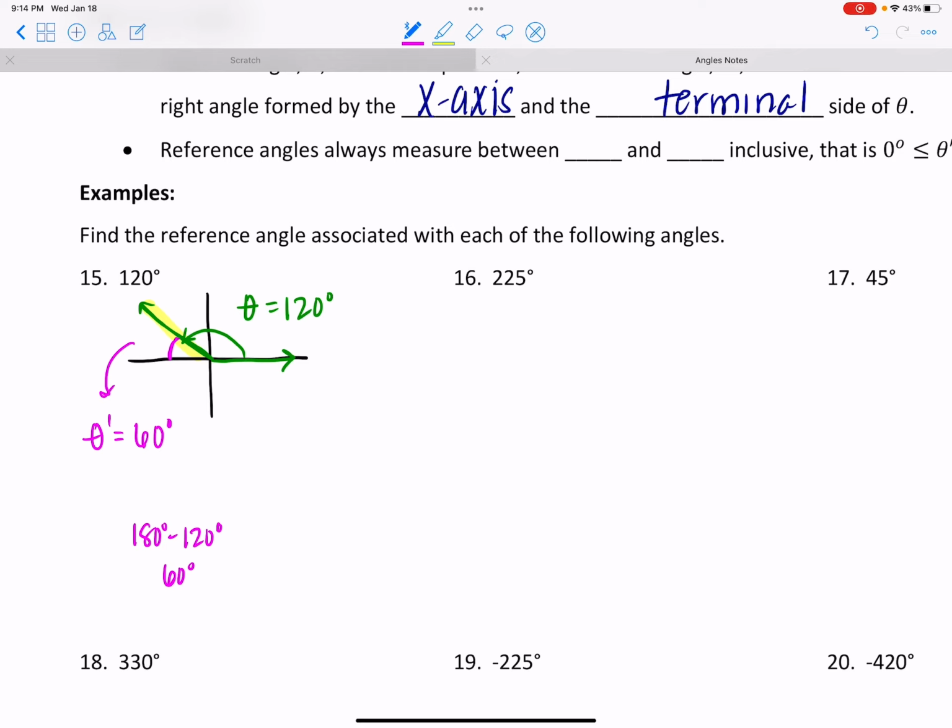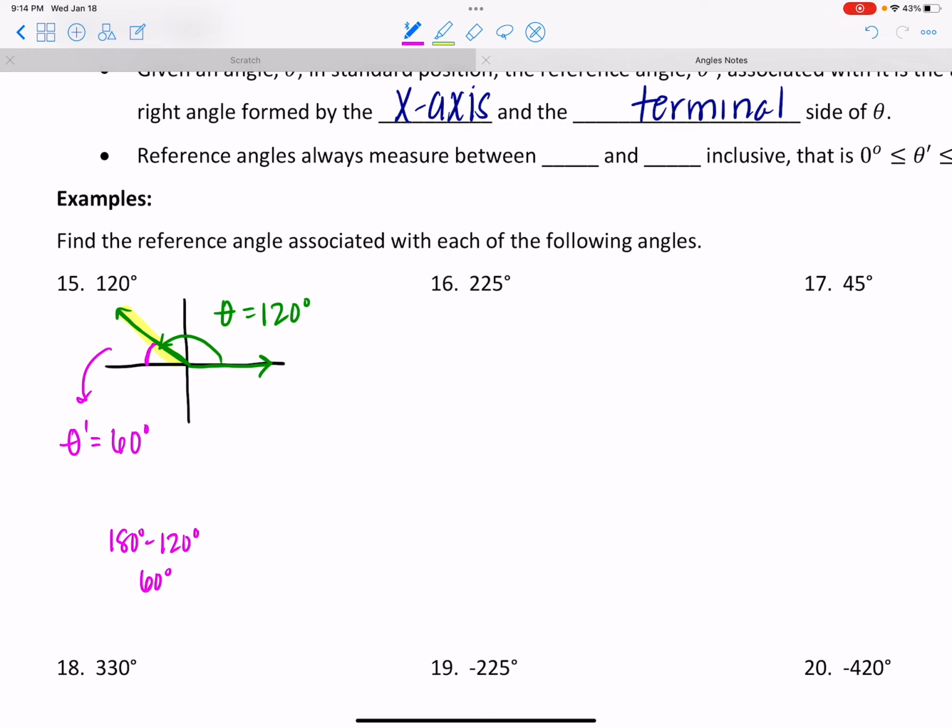Okay? So reference angles are always going to measure between 0 and 90 inclusive, right? So they could also be 0 or 90. So basically what we're trying to do is take the terminal side of the angle we're given and get back to the x-axis. What angle takes us the shortest distance or the shortest rotation back to the x-axis? So let me try to show you that again. I don't know if I'm explaining that very well, but in my head it makes sense.